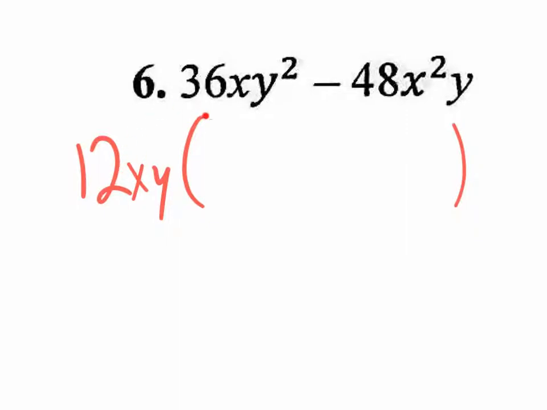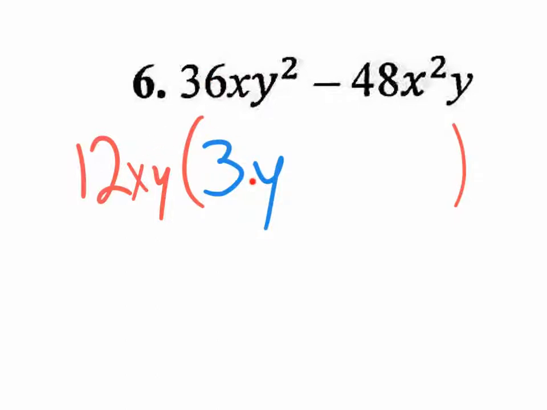So 12xy times what will give me a 36xy squared? 3x. Definitely a 3, but you also need 3y. Okay, no x's, right? Because think about it. When we go 12 times 3, we get to 36. You could do it piece by piece, right? 12 times 3 is 36.